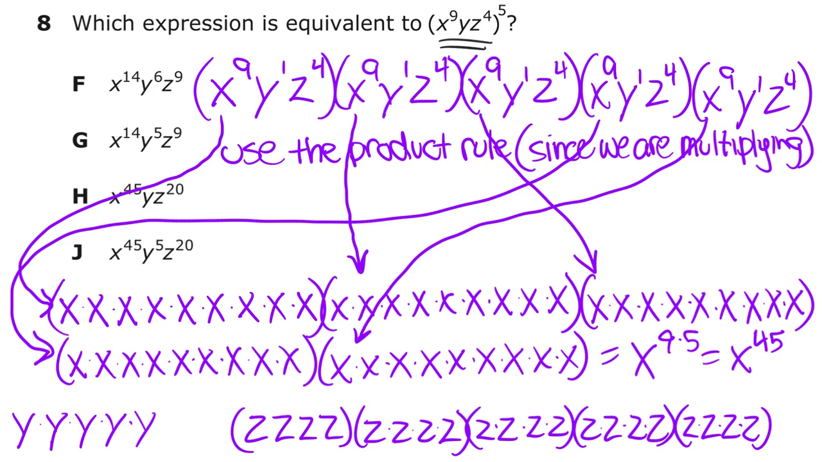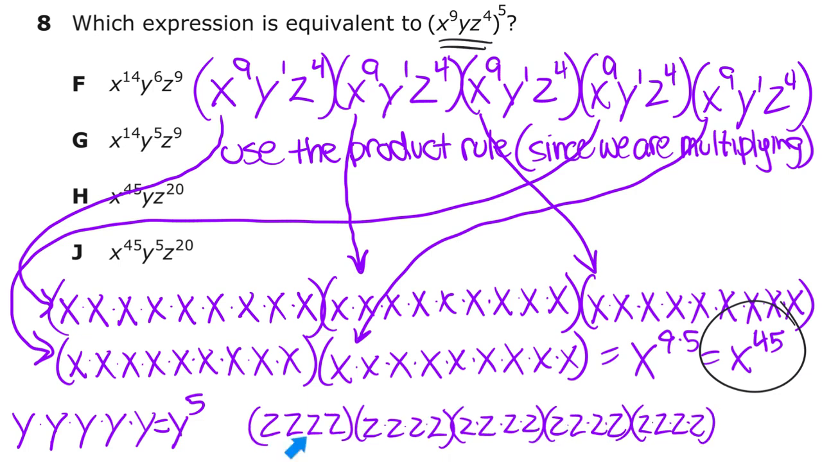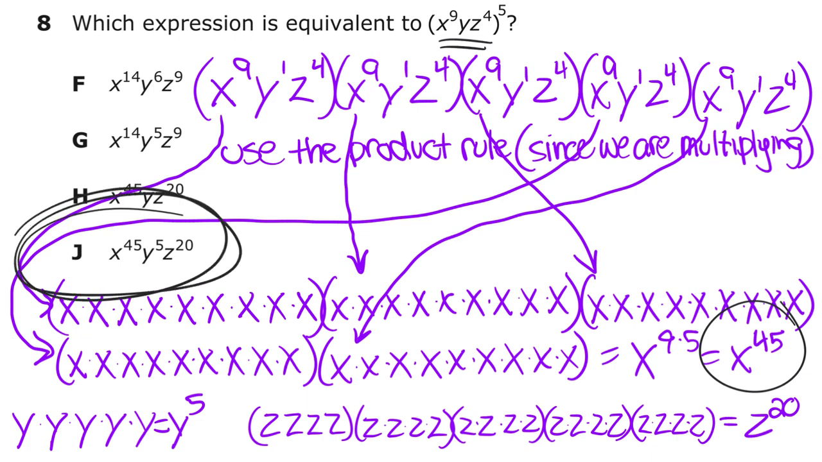It's based on this. We just count up all the x's, 9 plus 9 plus 9 plus 9 plus 9, 45. Count up the y's, 1 plus 1 plus 1 plus 1 plus 1 is 5. Count up the z's, 4, 8, 12, 16, 20. And there we go. We have the same answer as before.